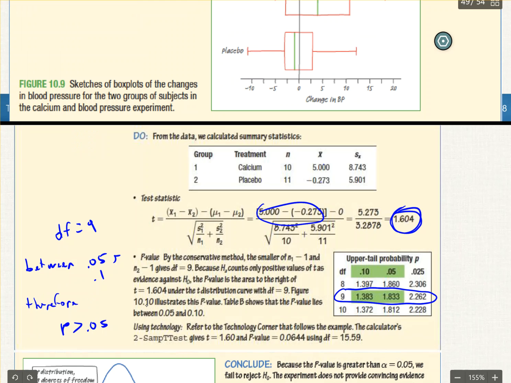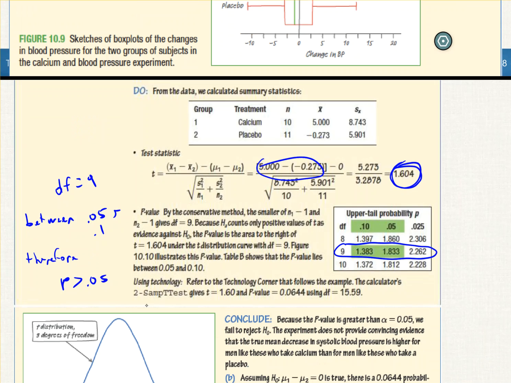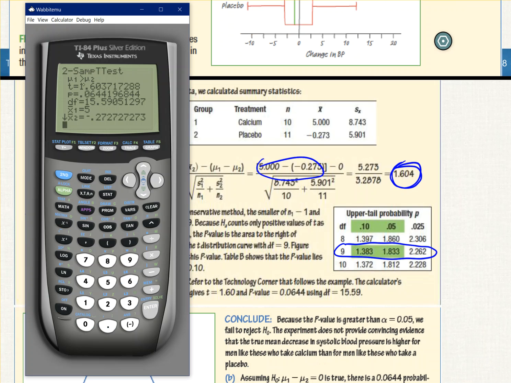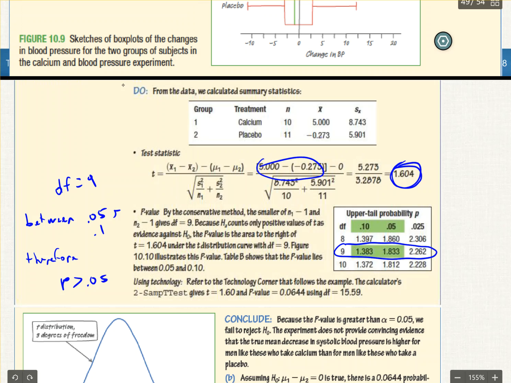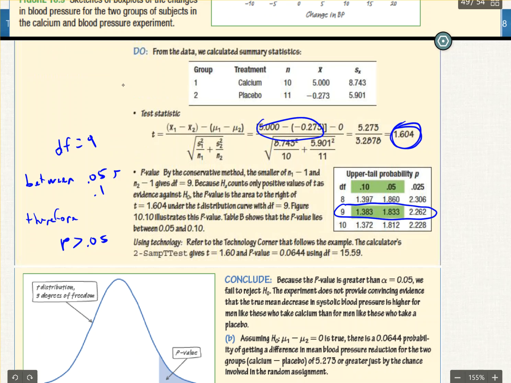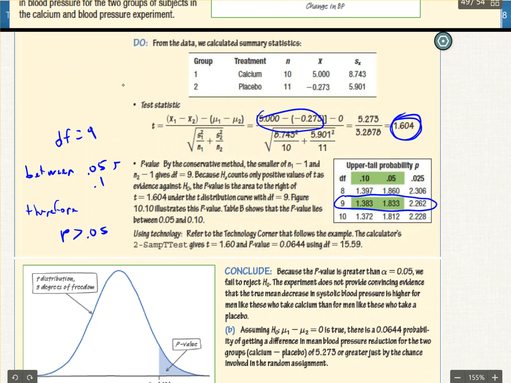So notice our t-value, we got 1.604. Notice 1.604 t-value there. P we said was between 0.05 and 0.1. Here we can see it's definitely 0.0644. And you can see the df is not quite as conservative. We're not going to worry about how it calculates that. But either way, that's how you can get there. And so, as I said before, it's bigger than 0.05, so we fail to reject.